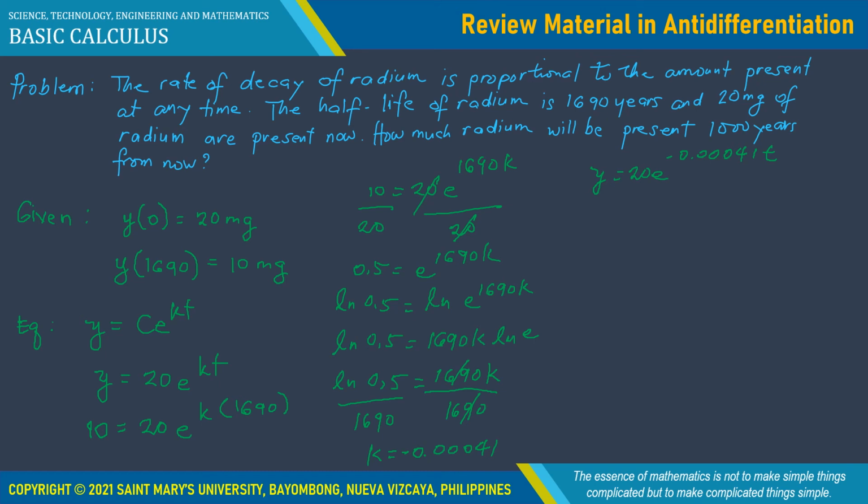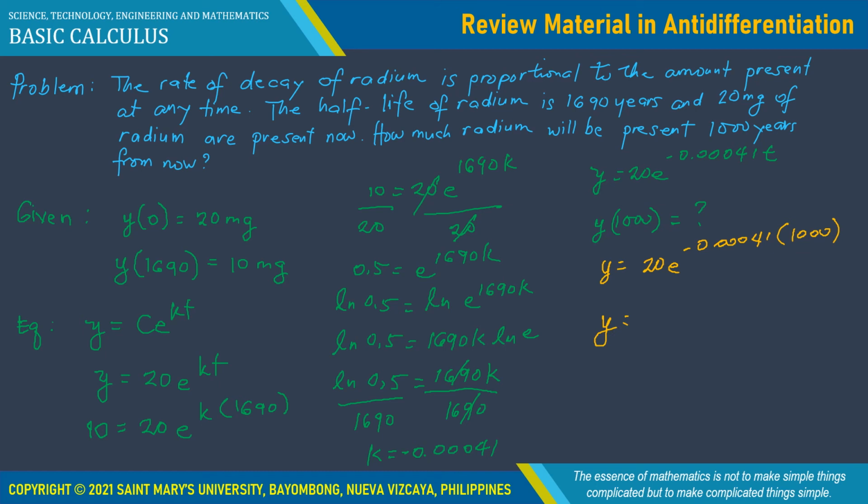Ang tanong dyan is how much radium will be present 1,000 years from now. So at time, ang hahanapin natin ay y of 1,000. So yan ang hahanapin natin. So, simple lang naman. Magsasubstitute lang tayo. So y is equal to 20 e to negative 0.00041 times the time. Yun yung 1,000. So yan, calculator lang naman.